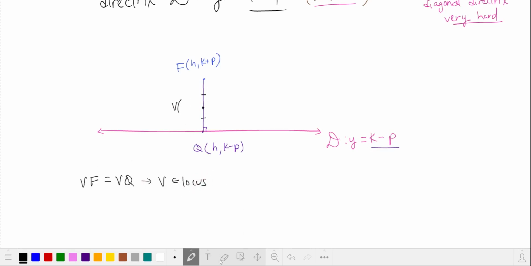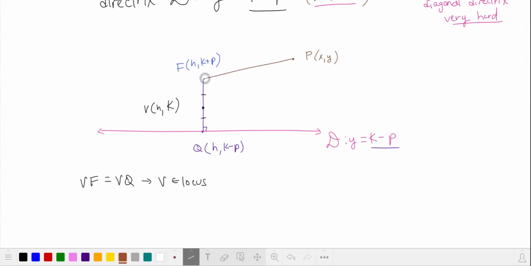Its x-coordinate is h, the same as that of F and Q, and its y-coordinate is directly between k plus p and k minus p, so its y-coordinate is k. And this is why I chose k plus p and k minus p for the y-coordinates of F and the equation for our directrix. Now we're going to find an expression for all the other points P that are equally distant from the focus and the directrix.